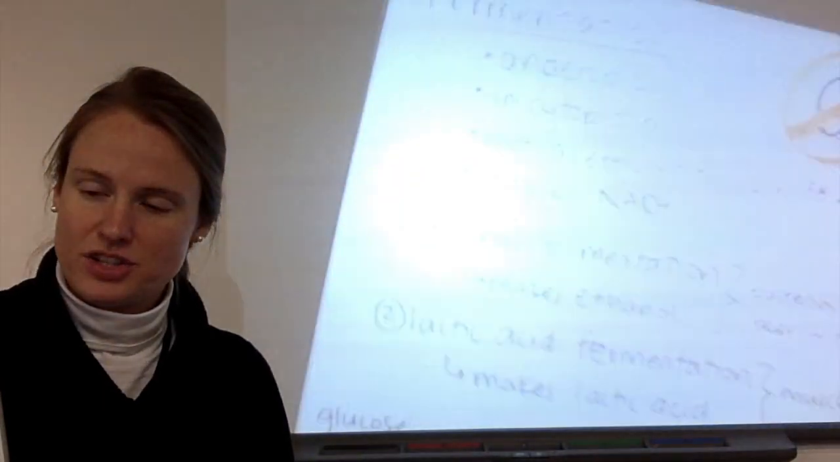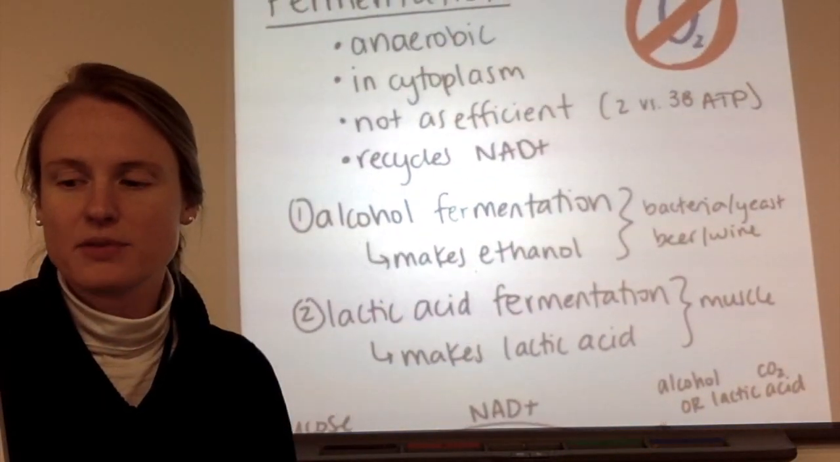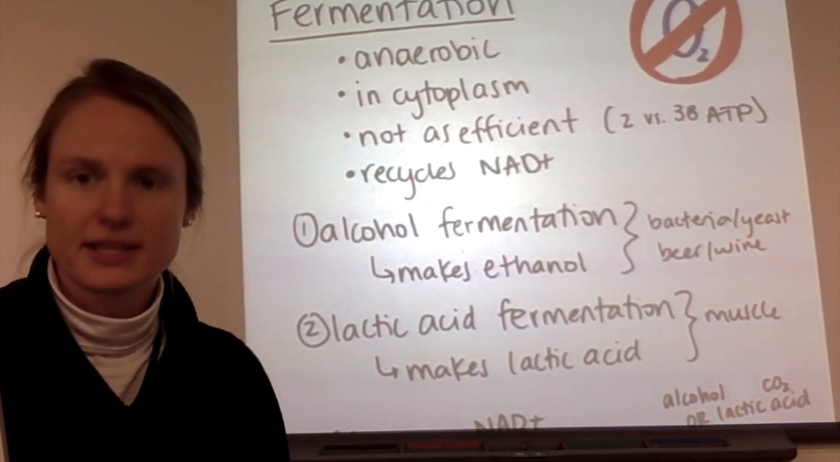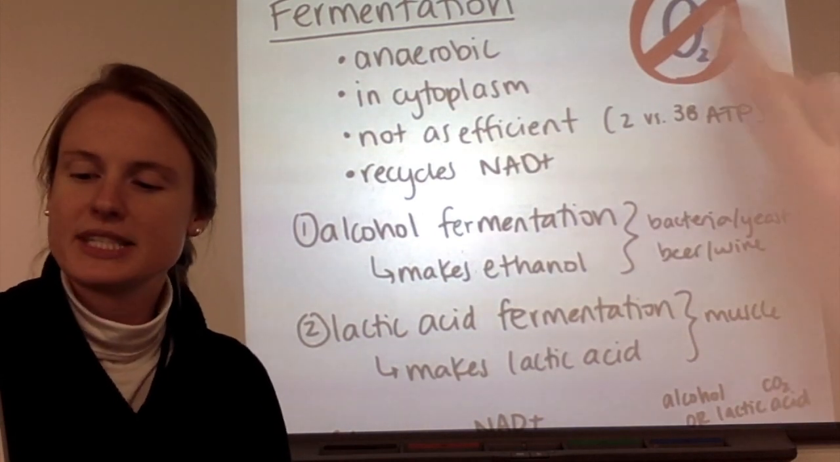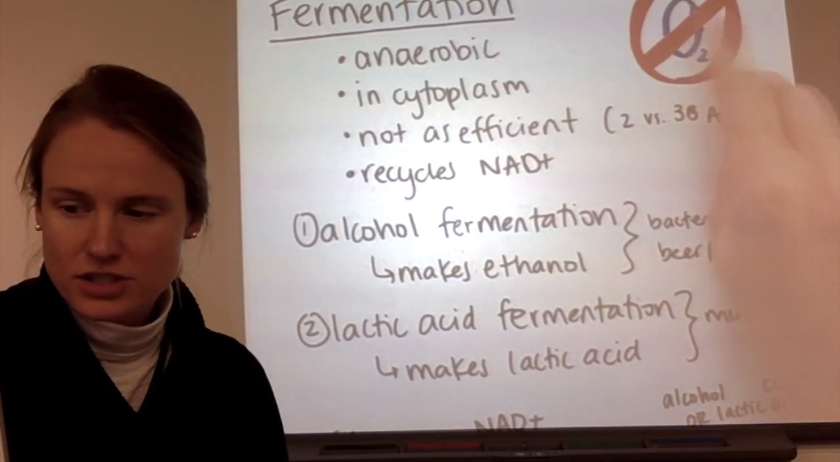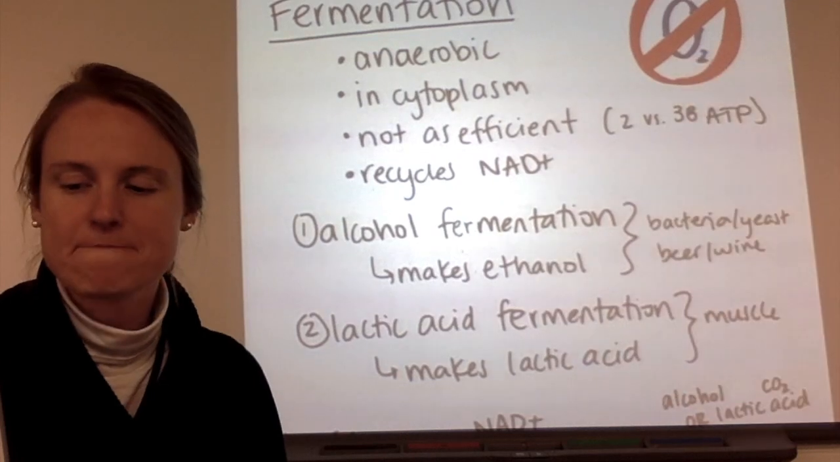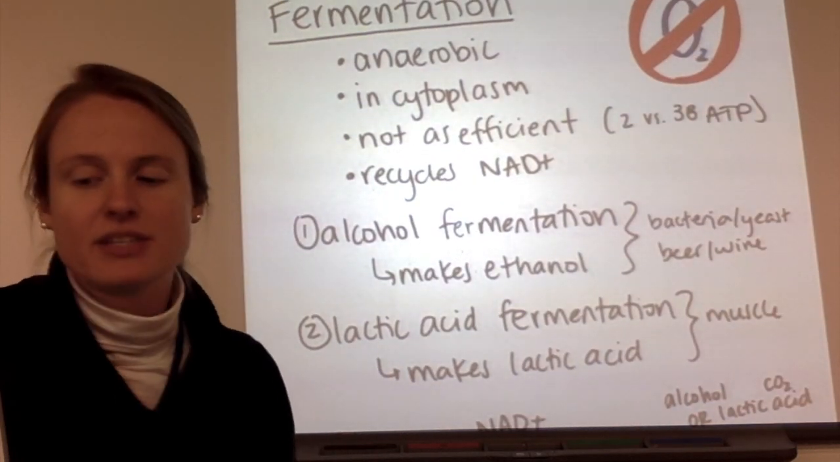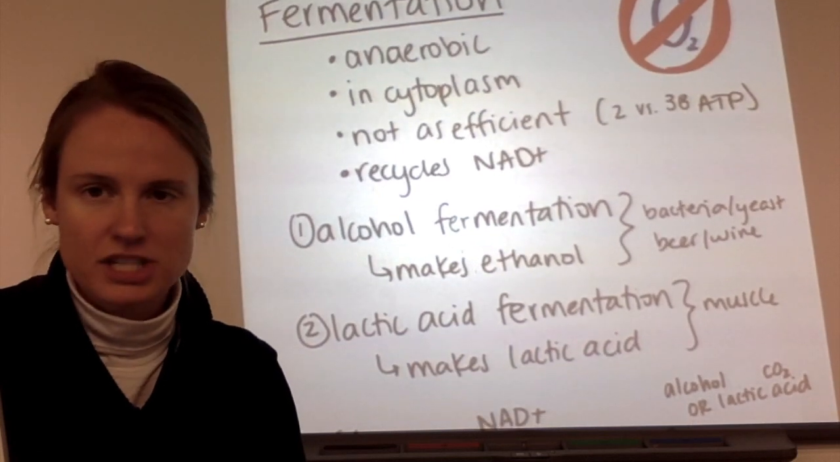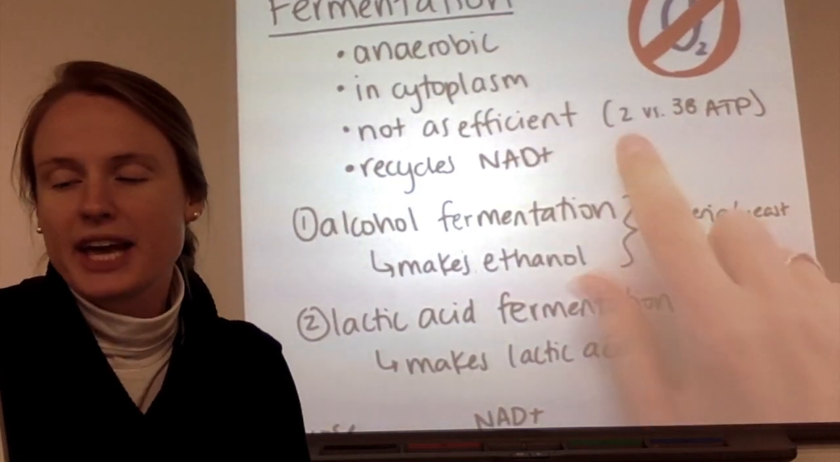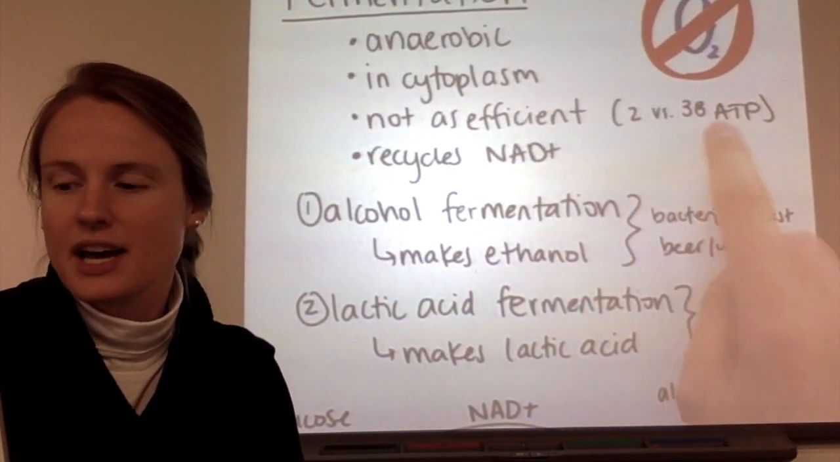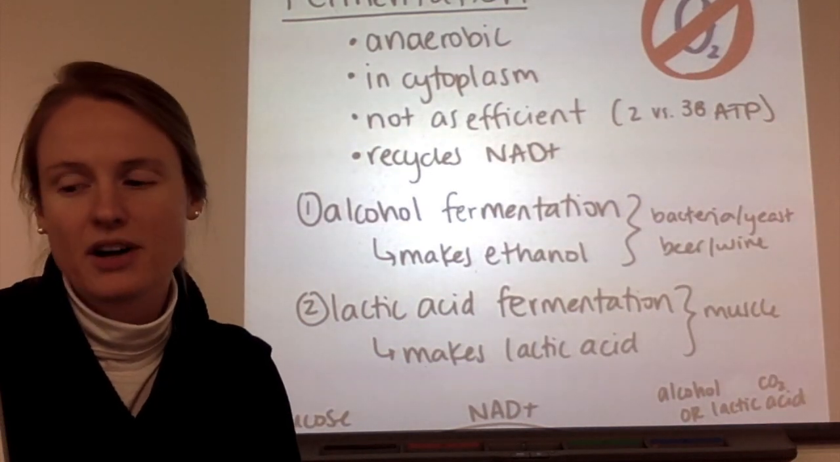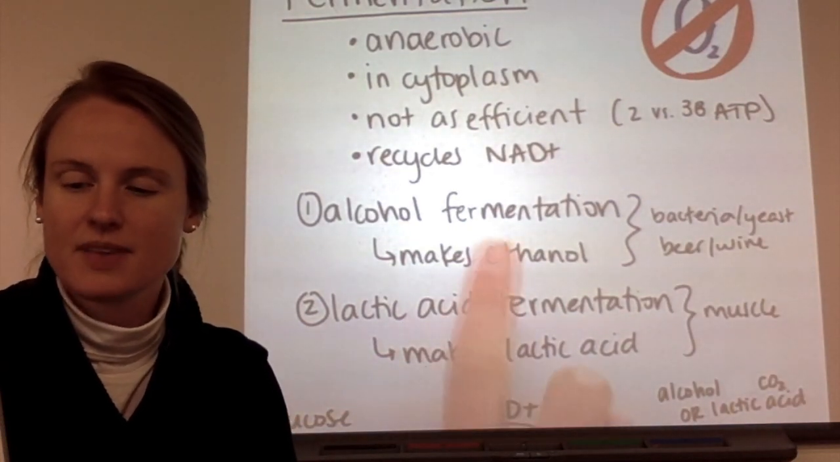Sometimes there's not oxygen though, and many cells are able to do something called fermentation so they can still make ATP. So this is anaerobic, that means no oxygen present, no oxygen gas. It occurs in the cytoplasm. It's not as efficient as aerobic respiration, as regular cellular respiration. We only get 2 ATPs out versus a maximum of 38 with oxygen. That's a pretty big difference.